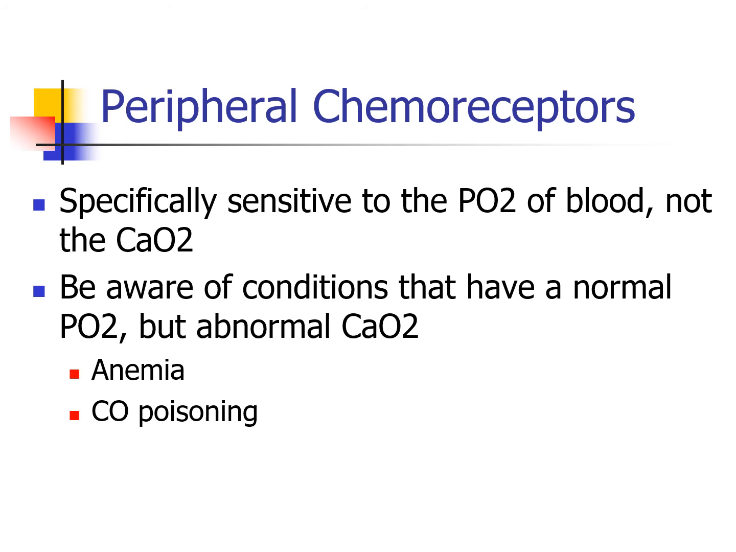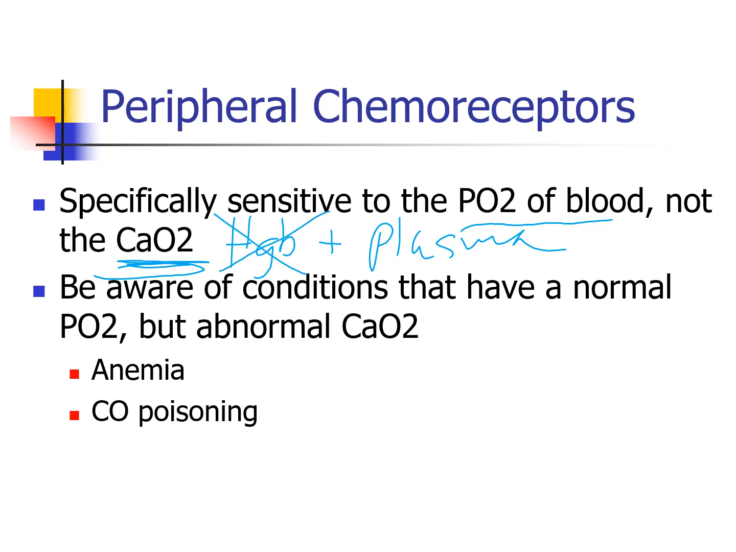Right? So it's more sensitive to the pressure of oxygen in the blood, not the content. Remember we talked about the CaO2, which is how much is on the hemoglobin and how much is in the plasma. So it is not looking at CaO2, it's not looking at hemoglobin at all. It's just looking at plasma. So we need to be aware of conditions that have a normal oxygen pressure in the plasma, but an abnormal content. This could include anemia.